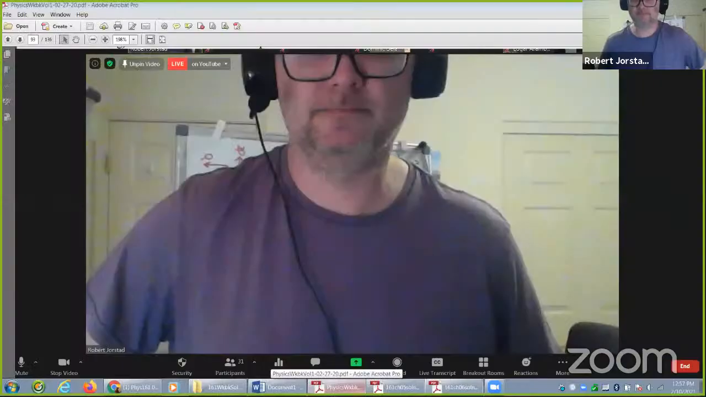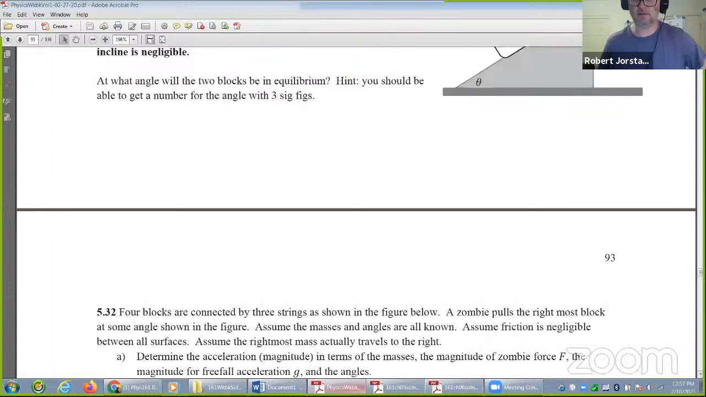Let me see what I want to do next. Let's do a pulley problem. Okay, so let's look at 5.31 on page 92. Actually, let me see if I got another one here. Let's look at 5.40. 5.40 on page 95. It's a similar problem.